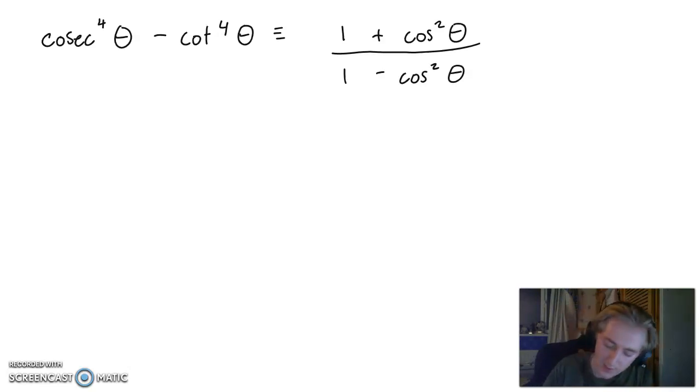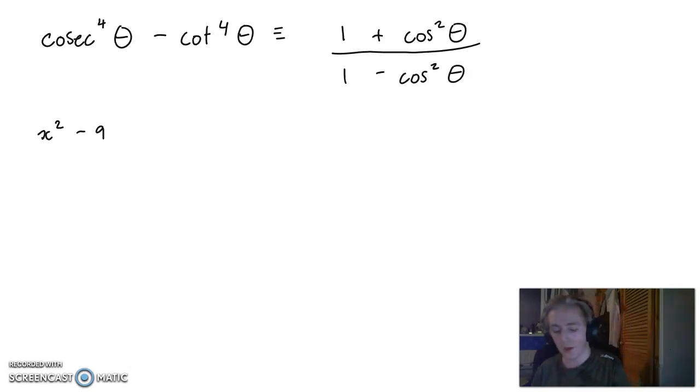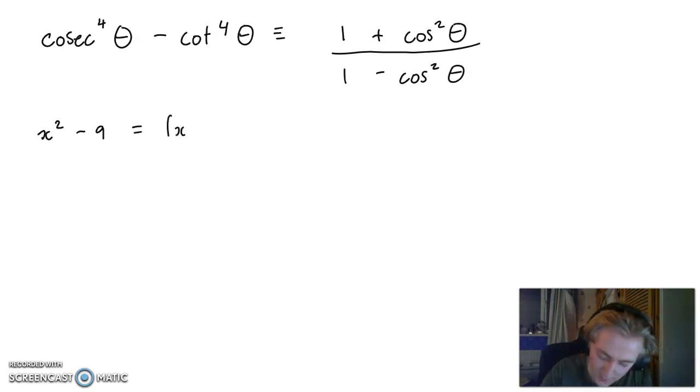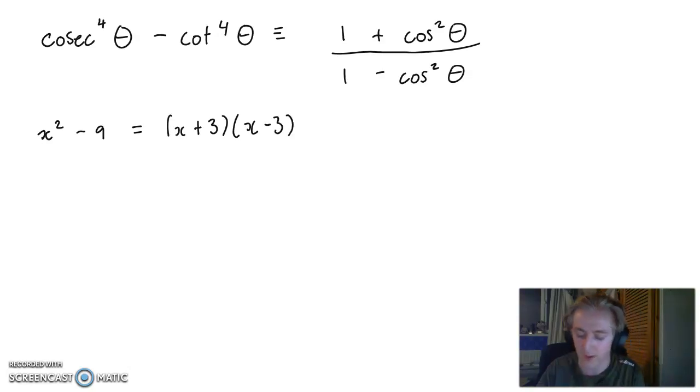Okay, no worries. Let's change this. Let's not think about this for the moment on the left-hand side, and let's think about if I had x squared minus 9. How might we factorize that? Yeah, brilliant. So you do x add 3, and then x minus 3. So the difference of two squares, yeah?